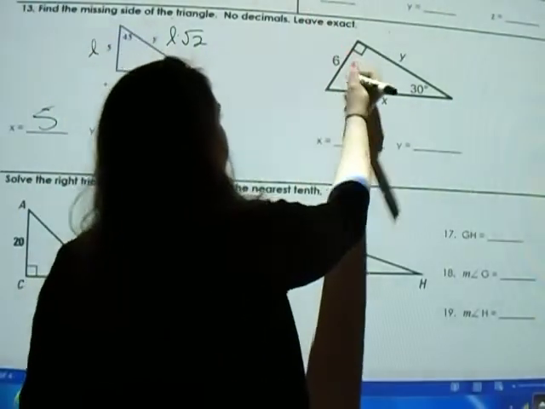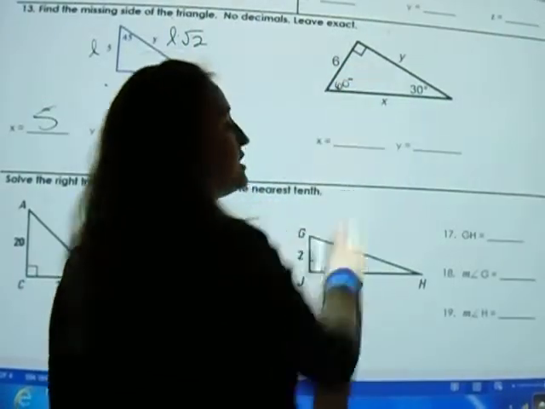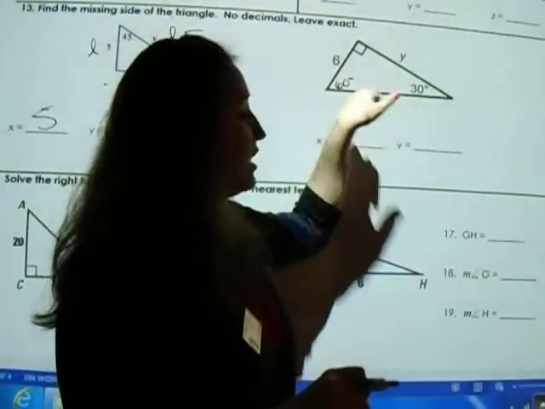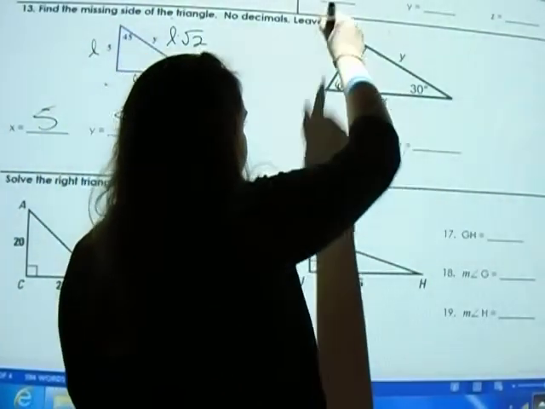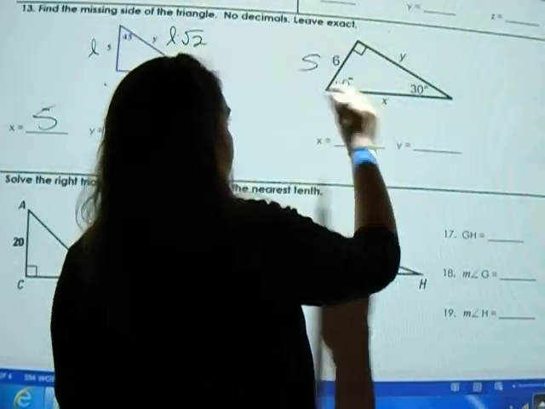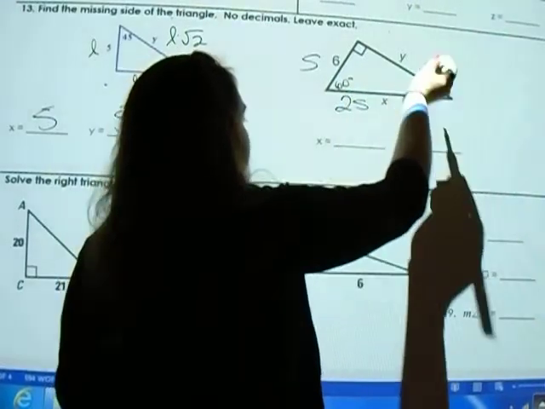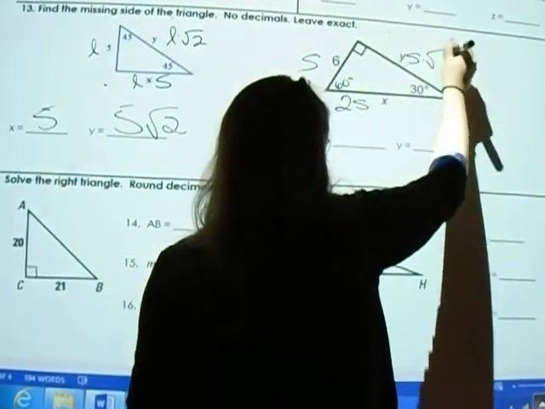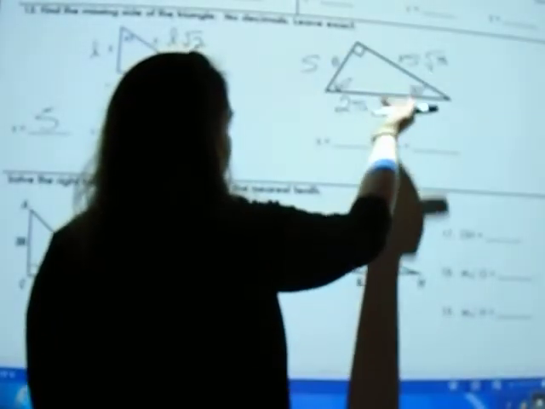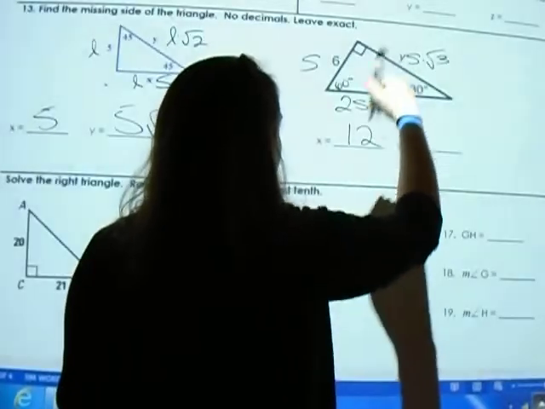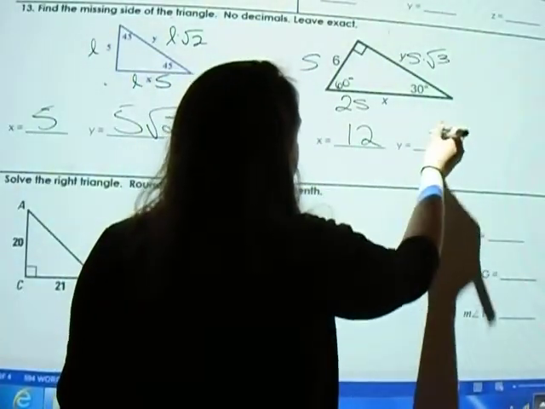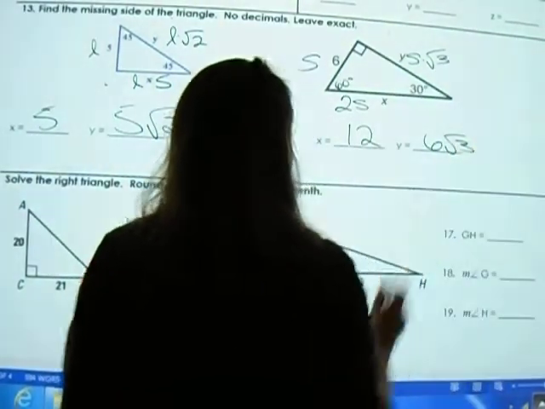This is our 30, 60, right? We know this is 60 because these two have to be complementary. All right, so 30, 60, 90. This is our short leg, S. The hypotenuse is 2s, and the long leg is s times root 3. So our s is 6. So our x is going to be 12, and our y is going to be 6 root 3. Okay?